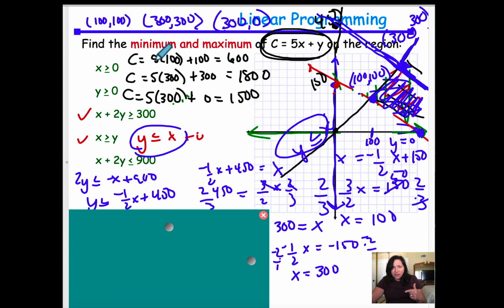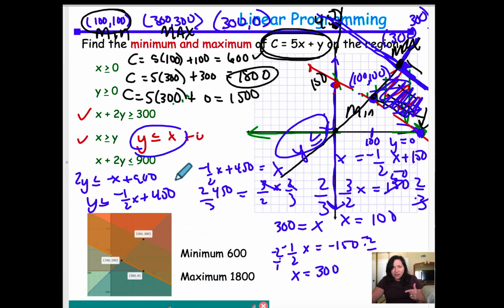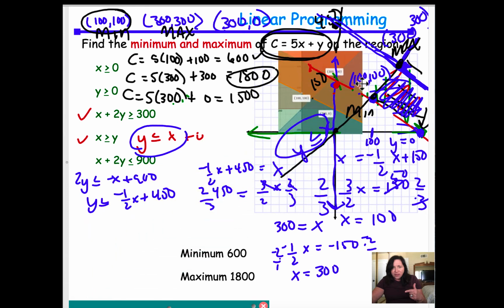So the question says, find the minimum and the maximum. Well, the minimum is going to be here at 100, 100, because that's the lowest value, right? Minimum. And my maximum is going to be at 1800 when that is 300, 300. So this is my max. So this is the max right here, value, and this value here is the minimum, even though you've got to be careful, right? Even though that value looks like it's the lowest value, it doesn't yield the smallest output. So this is just my graph. I'm going to overlay it up here so that you can just see it.